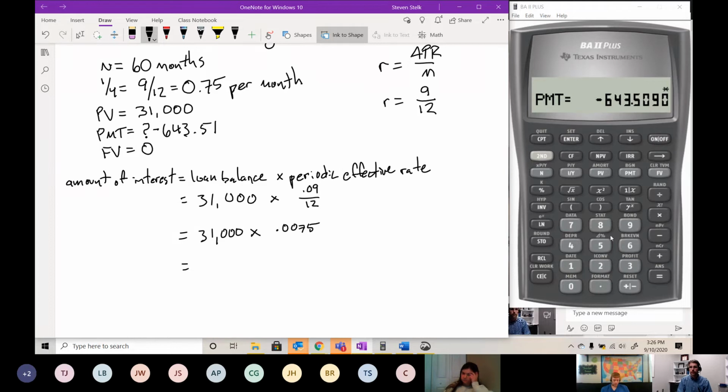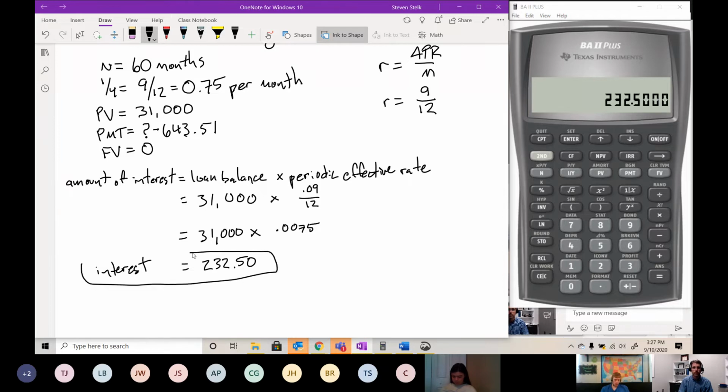All right, so let's type it in just so we can store the number. 0.09 divided by 12 equals 0.075 times 31,000 is $232.50. All right, so the amount of interest that we pay when we make that first payment is $232.50.